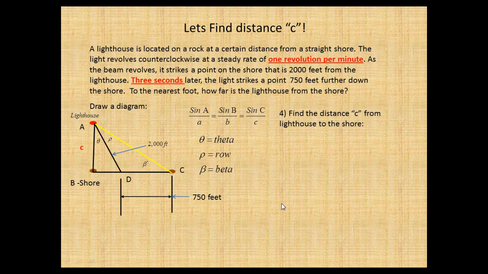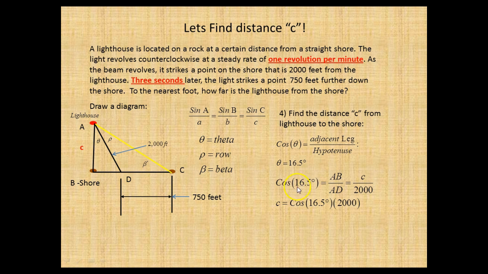Now, let's find the distance C from the lighthouse to the shore, right here. Well, this is simple trigonometry. The cosine of theta is equal to the adjacent leg over the hypotenuse. We already know theta is equal to 16.5. So cosine 16.5 degrees is equal to the adjacent leg, AB, over the hypotenuse, AD. We know AB is equal to C, and AD is equal to 2,000 feet.